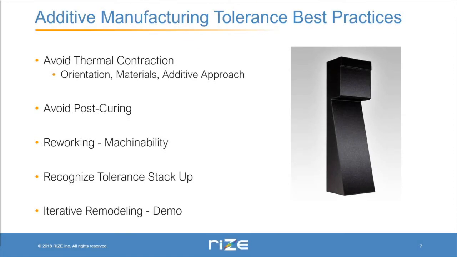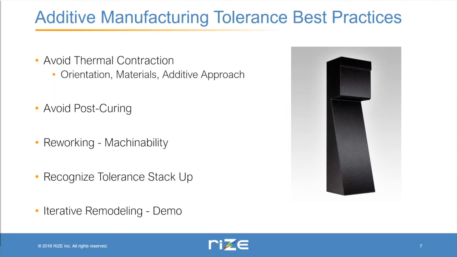So now I'll talk about some of the best practices for these different 3D printing approaches, and how to deal with some of the issues that I've already mentioned. So one of the first ones that is relevant both to filament extrusion as well as powder bed fusion is, of course, avoiding thermal contraction. There are some different ways to do this. There's a lot of documentation about how to do it well.